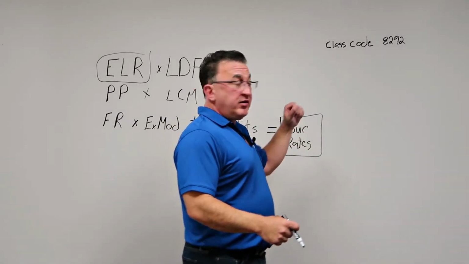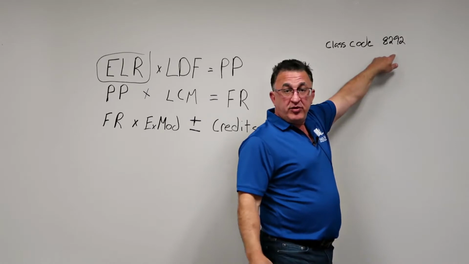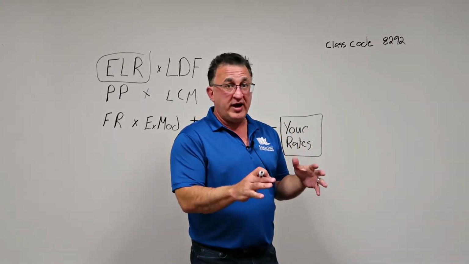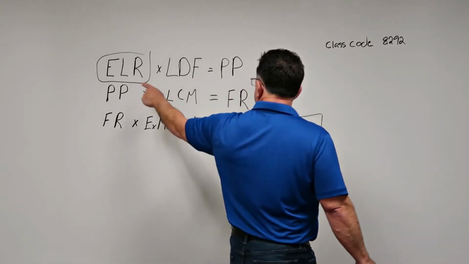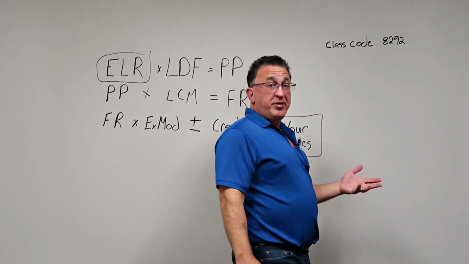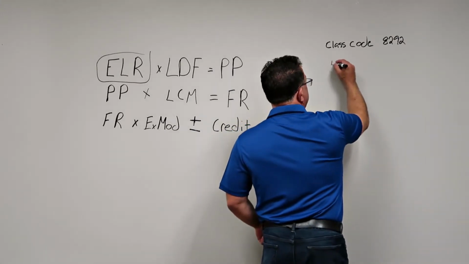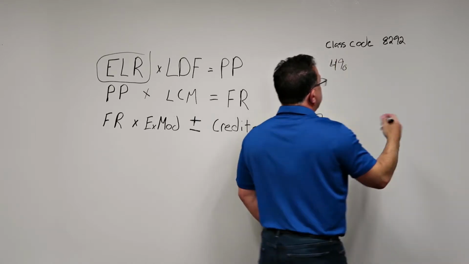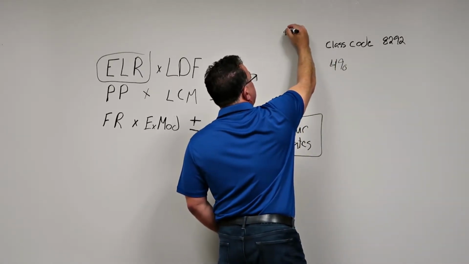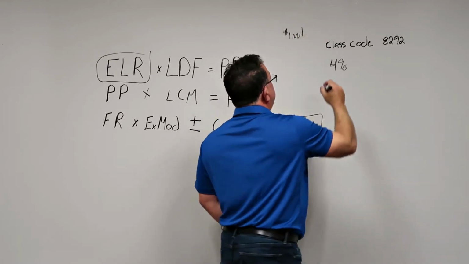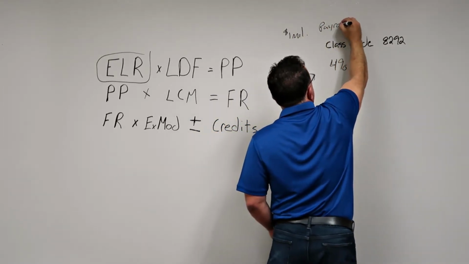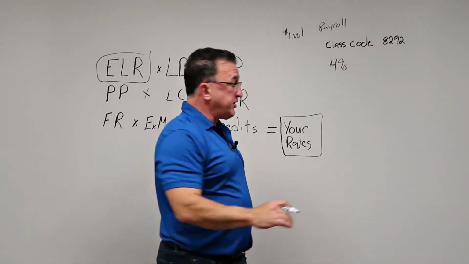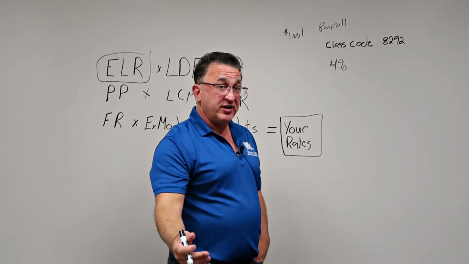So we're going to look at class code 8292, which is a real common code in Southern California with a lot of our clients. It's a warehousing class code. So the expected loss rate published by the WCRB for this class code is 4%. So that's 4% of payroll. So on $1 million of payroll, you're going to be expected to only have $40,000 of claims at the end of your first year.